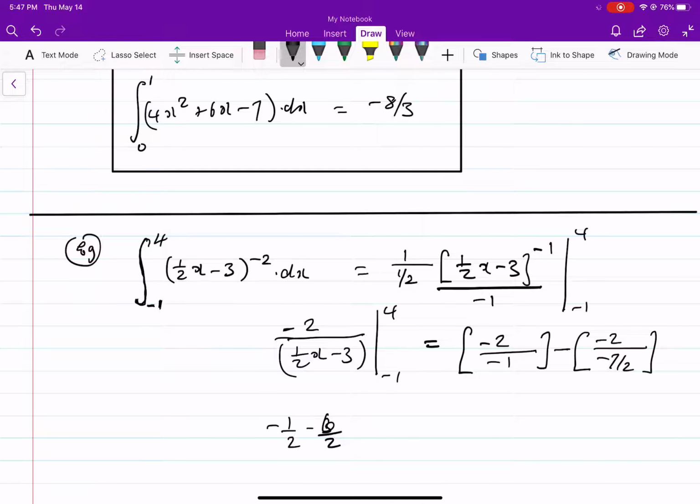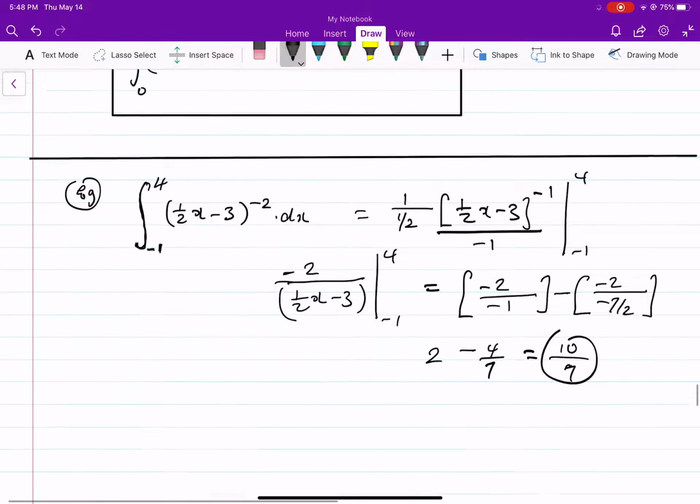Gosh, this thing gave me a good workout on my fractions here. All right, so I'll get 2 in front. And flip the minus 2 over minus 7 halves, that's a plus. So flip the 7 halves, I get 2 sevenths. So this looks like it's 4 sevenths. 2 is 14 sevenths minus 4 sevenths is 10 sevenths.